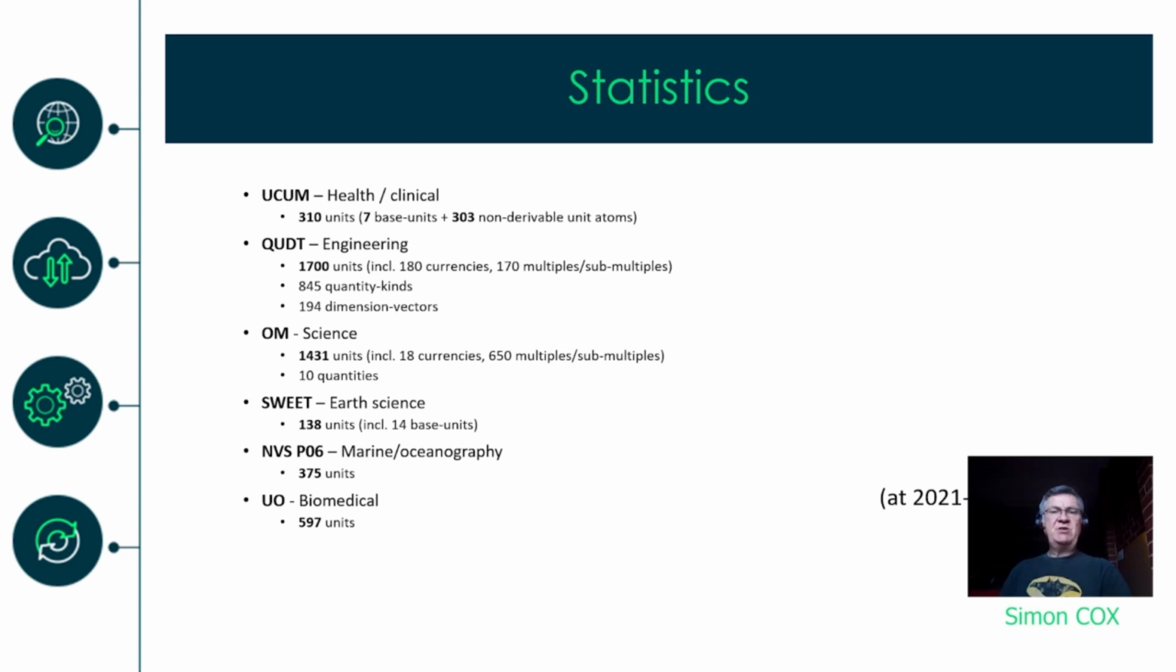OM has almost as many units as QUDT with more than 1400, but as well as currencies, yikes again, it also includes a lot more multiples and submultiples, since it exhaustively enumerates all the petas and yotas and attos and femtos and yoctos of many basic units, even though they would rarely, if ever, be seen or used. Suite is just an inventory of 138 units that the editors had come across in earth science. And similarly, P06 is an inventory of 375 units that appear in marine data sets. Finally, UO is a set of 597 units from biomedicine.